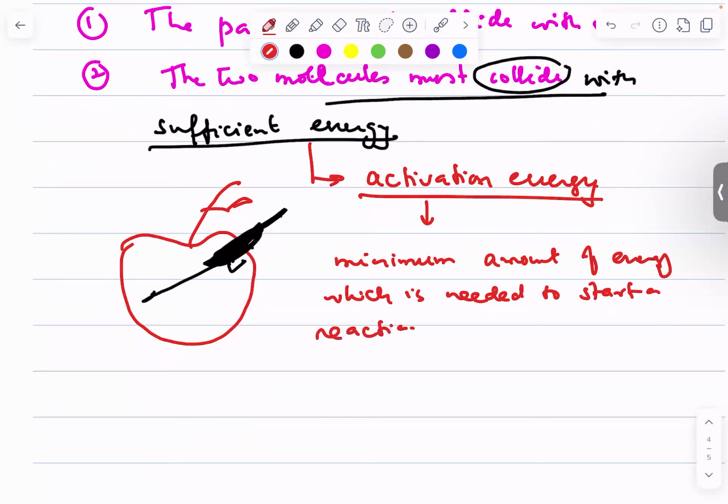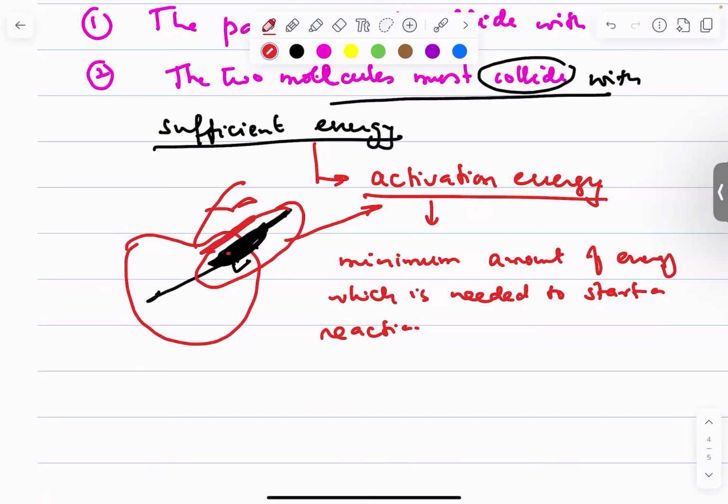That is called activation energy. All right, so this definition is really important. I hope you always keep this knife in mind whenever you are thinking about activation energy. No matter how sharp the knife is, if you are simply lightly putting it on the apple, it will not be cut. But when you apply pressure and use some of your energy on this sharp knife, then it will slide down and cut the apple in two parts, right?